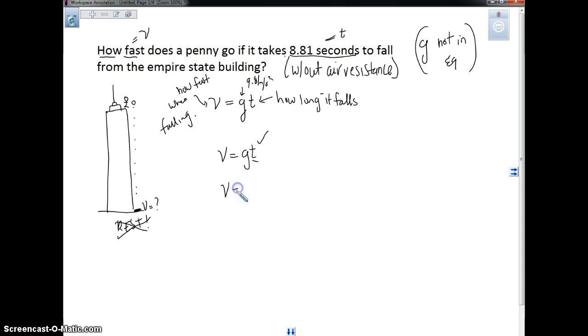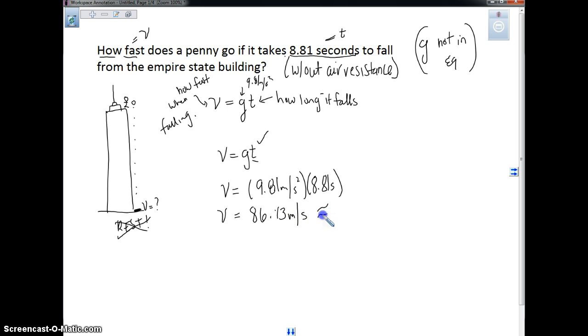So let's try that. V is equal to G, which is 9.81 meters per second squared, times the time it takes to fall that distance, like this. There you go. And I have my calculator. Right here, 9.81 times 8.81. I get a velocity of 86.43 meters per second. That's how fast it's going.